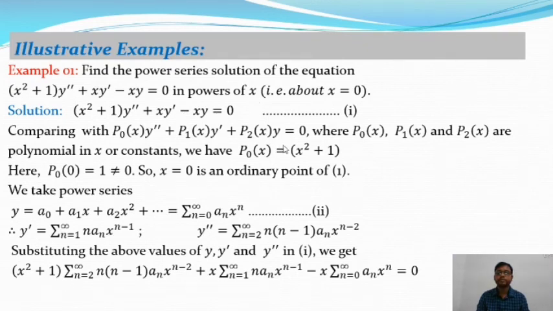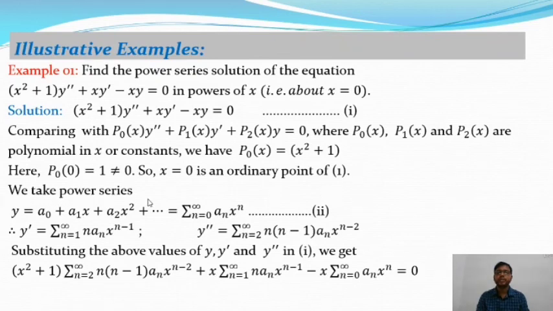So p0(x), p1(x) and p2(x) are polynomial functions in x or constants. We are going to find the power series solution about the point x = 0. So at x = 0, p0(0) = 1, which is not equal to 0. So x = 0 is an ordinary point of equation 1, that means of the given equation.